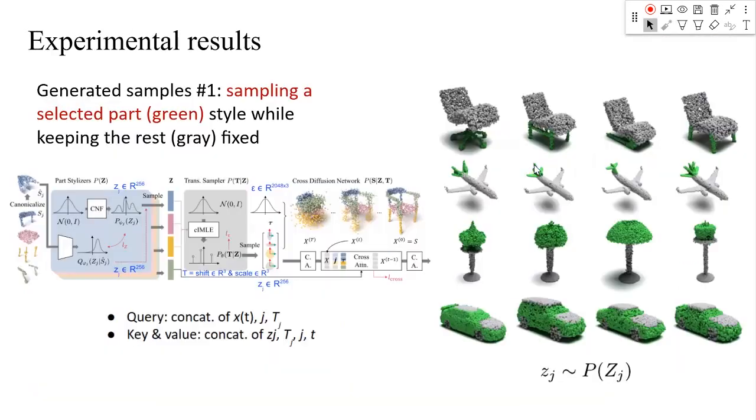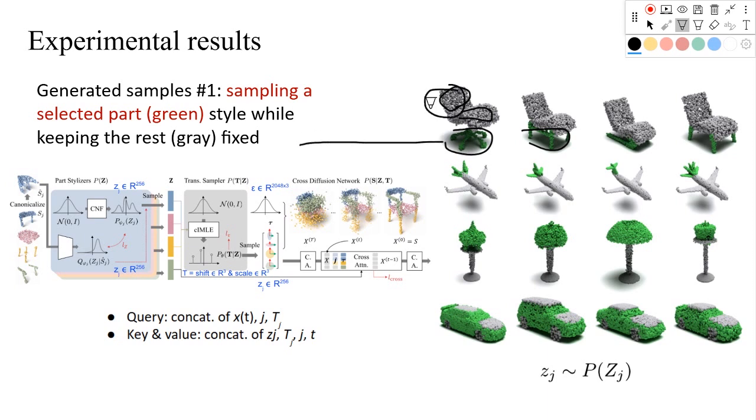And let's see the experimental results, how we can generate different styles of output here. First, we can sample a selected part and keep the rest. For example, if we have this chair, we want to keep the back and the seat, and we want to sample only the leg. We can do something like this.